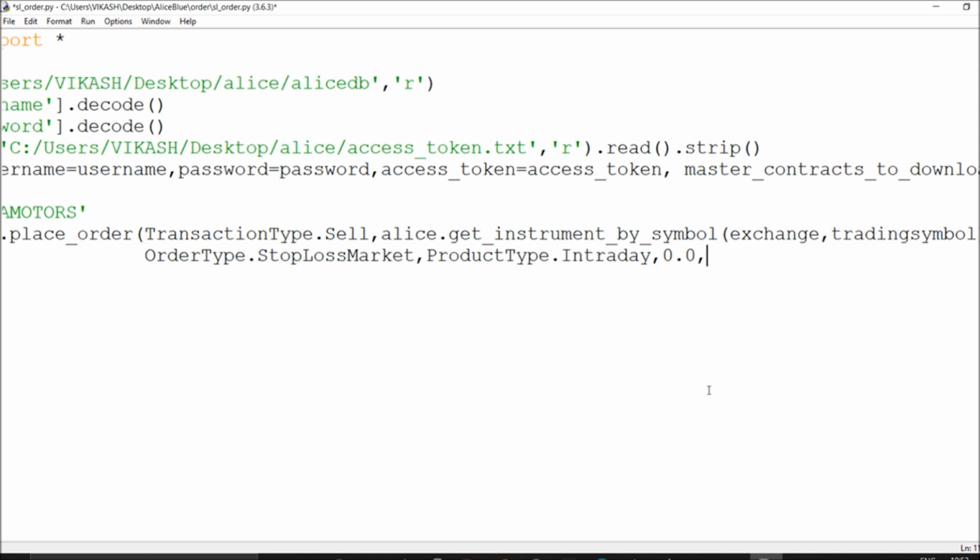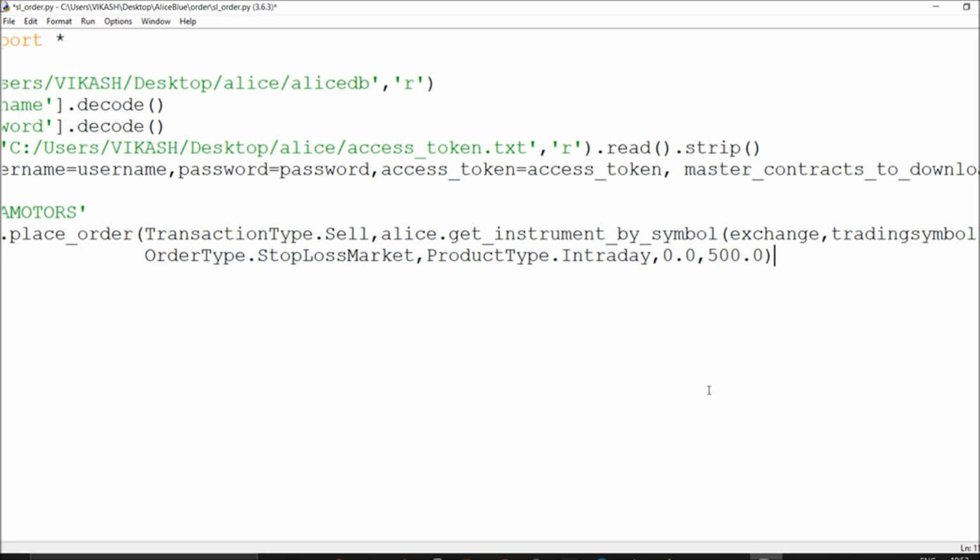For a stop loss market order, you have to give the trigger price as 0.0, because you don't have one, so it will be none. Just give it as a price of 0.0. Okay, so it will be good to go. You have to give a float value, so you can take whichever you want. Suppose I want to give SL as 500 rupees, you can give it this way. Okay, so here we are good to go.